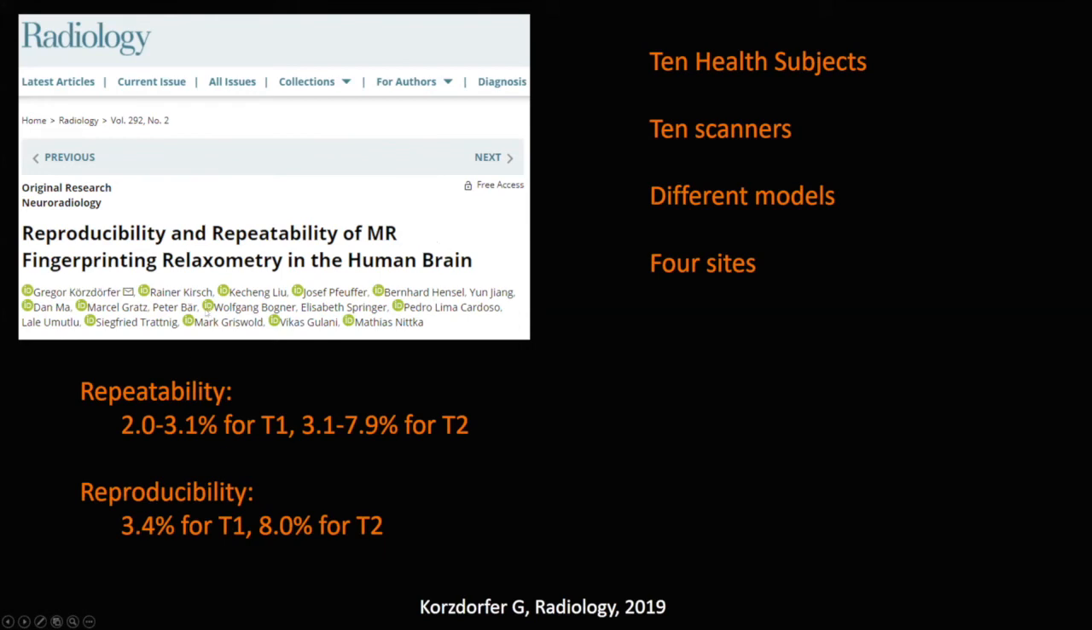From this paper, we can see that the repeatability and the reproducibility of MRF is quite substantial, even in the in vivo scans. So 2 to 3% for T1 and about 8% for T2 for repeatability. Similarly, 3.4% for T1 and 8% for T2 for reproducibility.